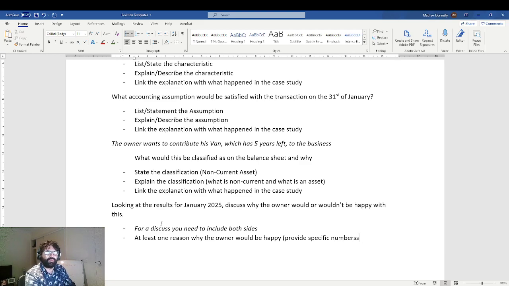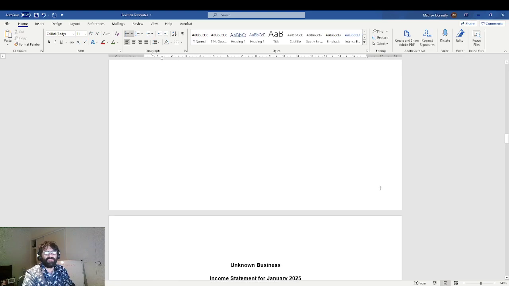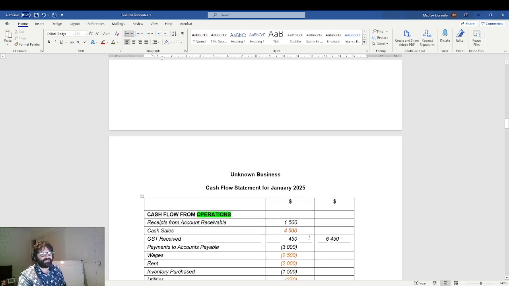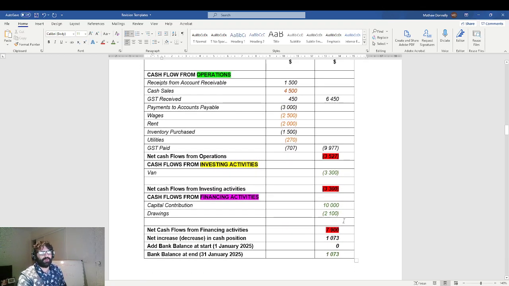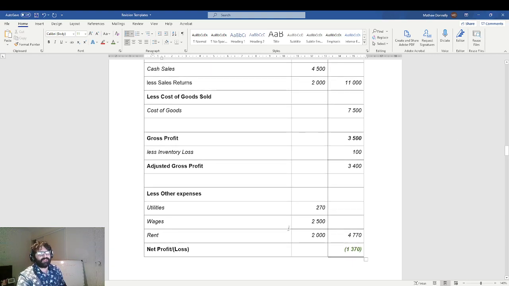So, for example, if I was to look at the cash flow statement for this month, would he be happy with this? Yeah, because he's got money in the bank after his first month. That's awesome. So that could be one reason why. But then if I say, nah, he probably shouldn't be happy, you could say, well, drawings were high. They only had a net cash flow because of financing activities. You could say he's unhappy because from operations they lost cash. You could say they didn't make a profit.